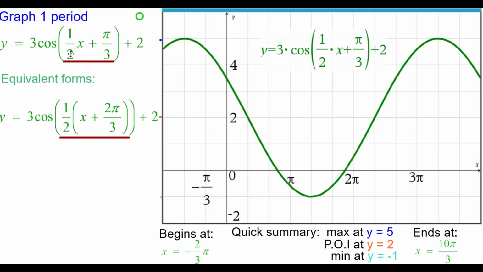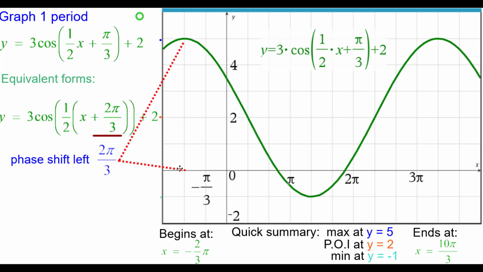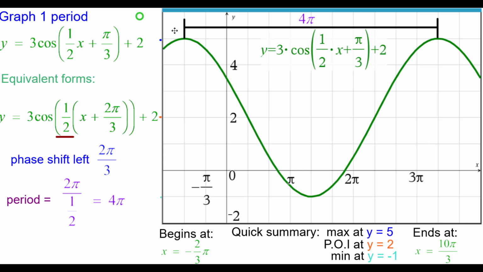Equivalent forms to this equation: we could factor out the 1/2 in the argument, and then it'll be 1/2 the quantity x plus 2 pi over 3. And we do that because the phase shift is now left 2 pi over 3, and we can see that's the case right there. At -2 pi over 3, it starts the cosine wave at a maximum. And the coefficient 1/2 is inversely related to the period. So if I take 2 pi and divide it by the 1/2, or multiply by the reciprocal 2, I get 4 pi, and that is the period of this. So there are a couple different ways of approaching how to graph this complicated cosine function. Pause as needed.